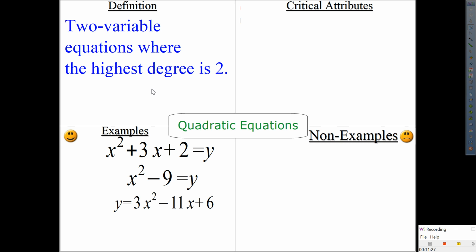Any questions with the definition for quadratic equations? No. All right, look at the non-examples. Before you copy them, though, look at these 2. Tell your neighbor why these are not quadratic equations. Why these 2 are not. Tell your neighbor, please.